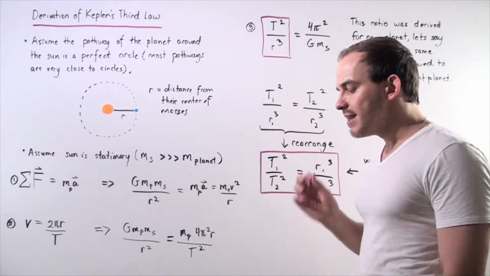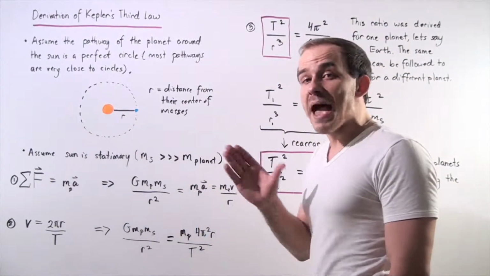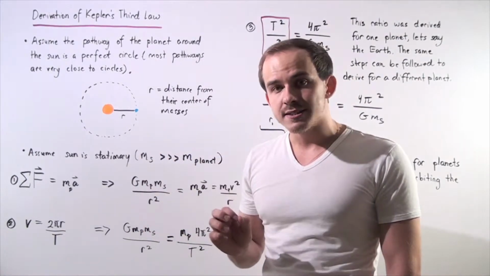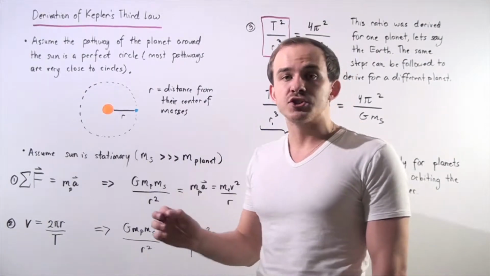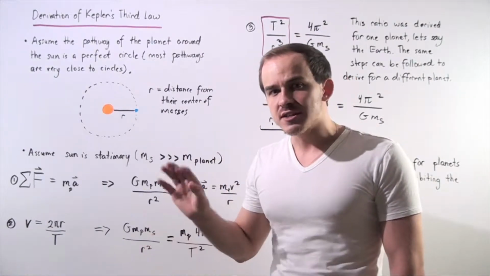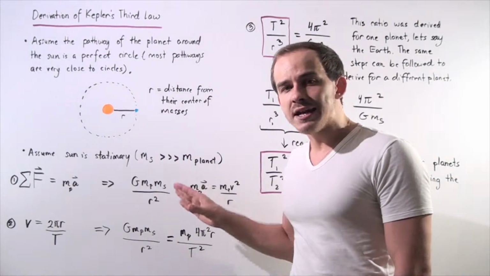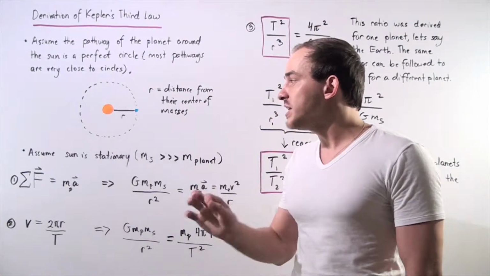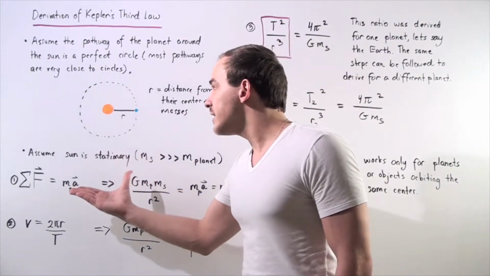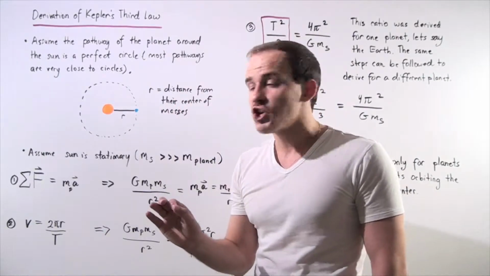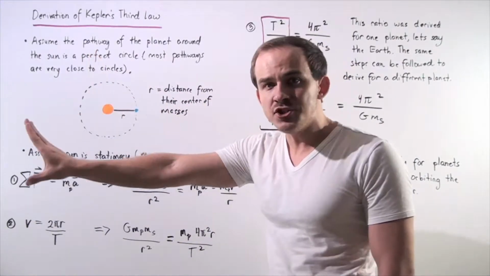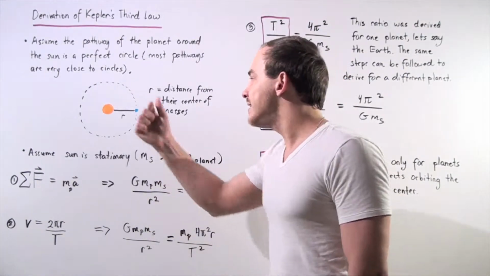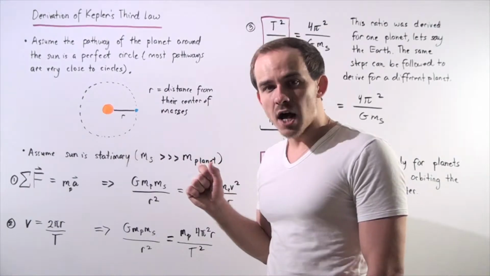Now, the second assumption comes from the fact that the mass of the sun is much, much larger than the mass of the planet. And because the mass of the sun is much larger, the acceleration the sun will feel due to the planet will be very, very small. It will be negligible. And that means we can make the assumption that the sun in our system is stationary. So in this system, the sun is stationary and the only object that is moving is the planet. The planet is orbiting a stationary sun.